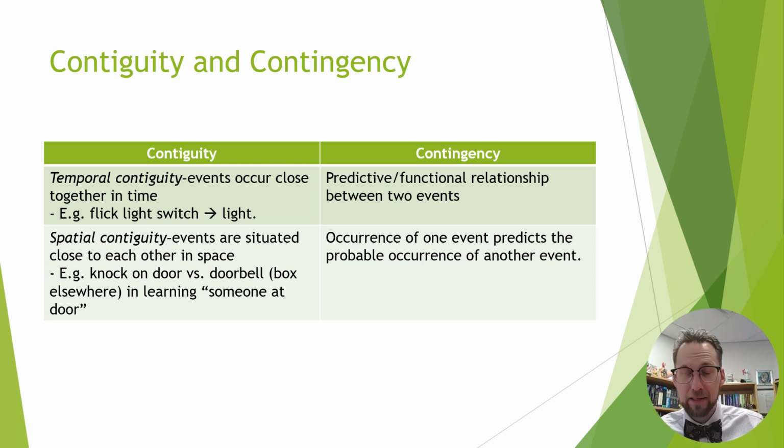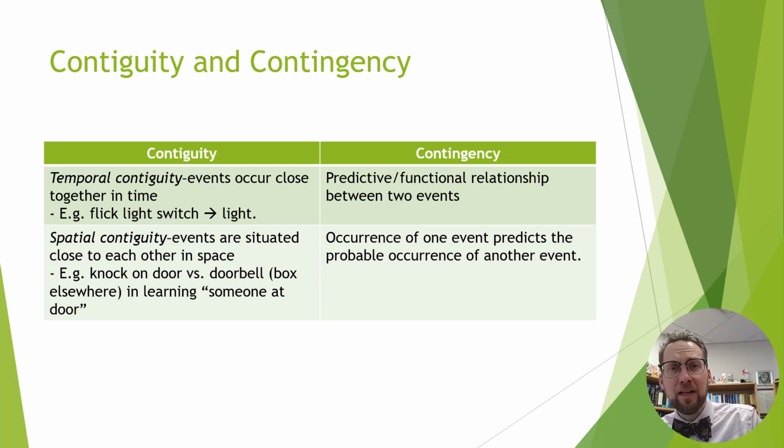I hope that makes sense. For my grandparents, there was complete spatial contiguity, right? Because the bell and the pull were very close together spatially. Okay, so that's contiguity. And then you have contingency.